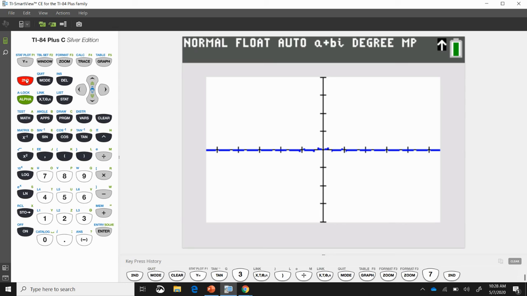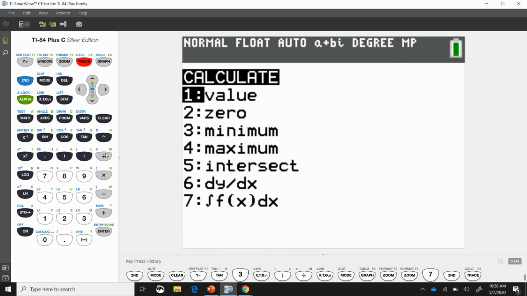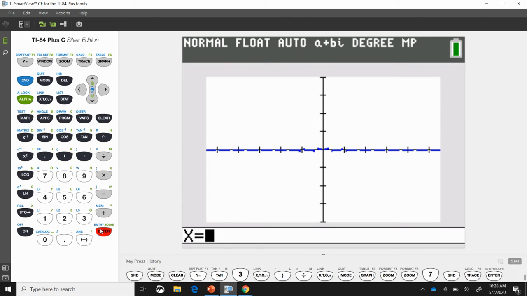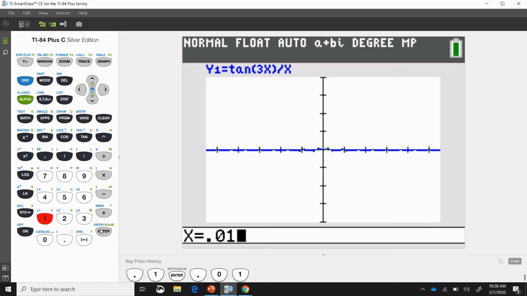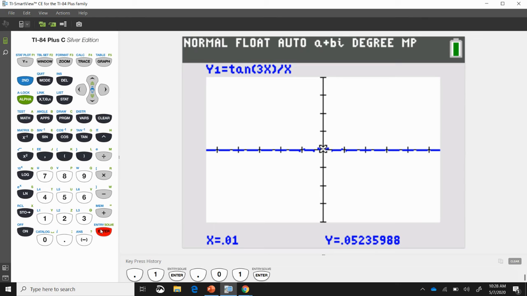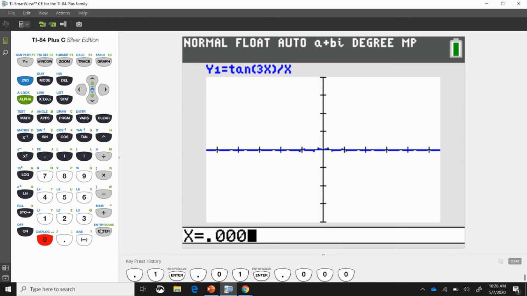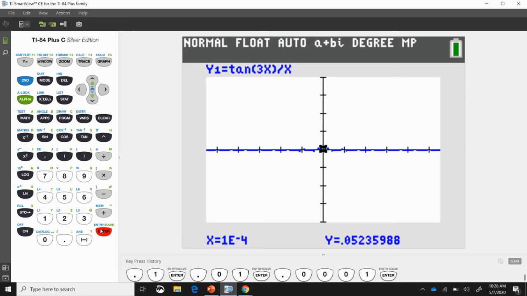So if we go to calculate, so hit second trace, the very first one is value. So type in 0.1, you get 0.05. Type in 0.01, you get 0.05. Let's try 0.0001. You get 0.05.